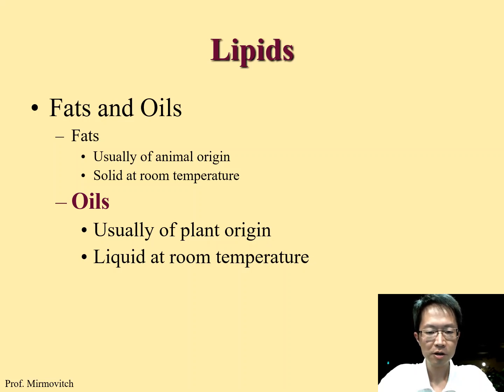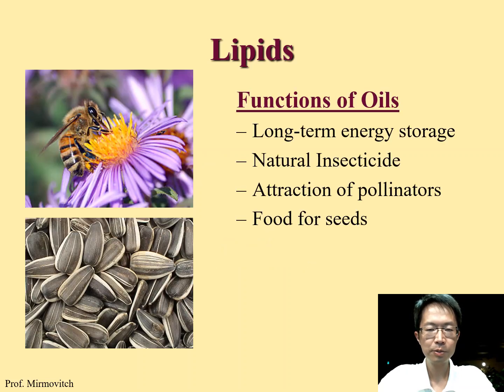Oil is mainly from plants, and it is mostly liquid at room temperature. See, I told you that already. So what's the purpose of oil? Again, similarly, long-term energy storage. It can act as a natural insecticide. Yes, some plant oils can help do that, or some tree sap. Tree sap is basically also a hydrocarbon.